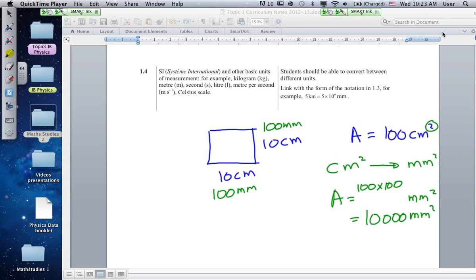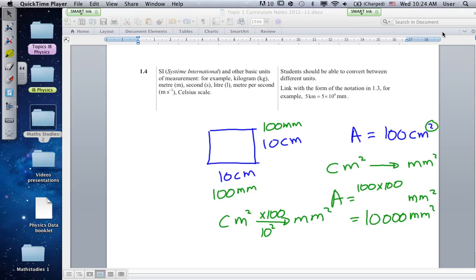So when I convert centimeters squared to millimeters squared, I didn't multiply it by 10. I actually multiplied by 100, or 10 squared. All right, so you've got to be a little bit careful when you go with area to convert from one unit to another unit.